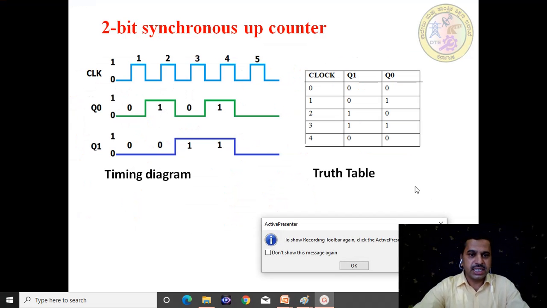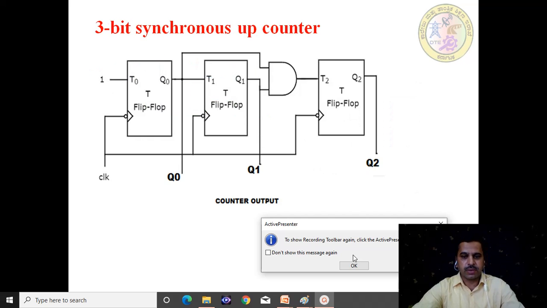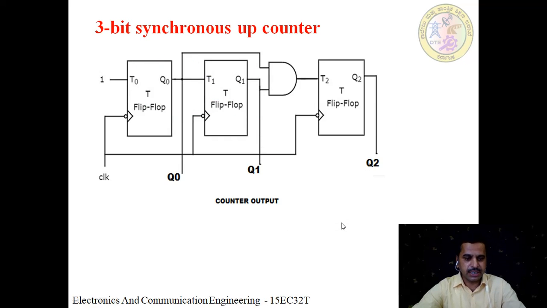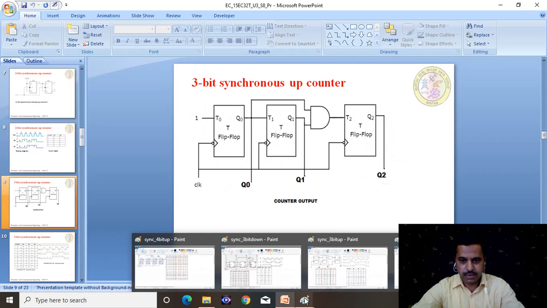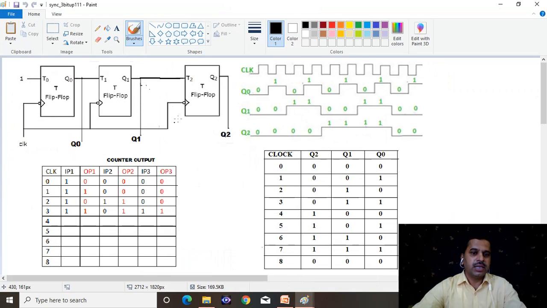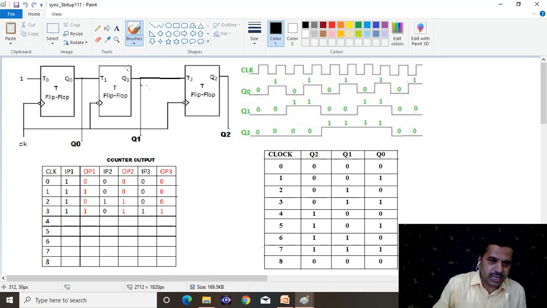Now let us study the 3-bit synchronous up counter. How does it work? That you have to see. Now see, we have constructed the 2-bit synchronous up counter. In the same way, here we constructed a 3-bit synchronous up counter by adding another flip-flop. Instead of the JK flip-flop, here I have taken the T flip-flop. In the previous classes I said that connecting the J and K inputs together makes it a T flip-flop.